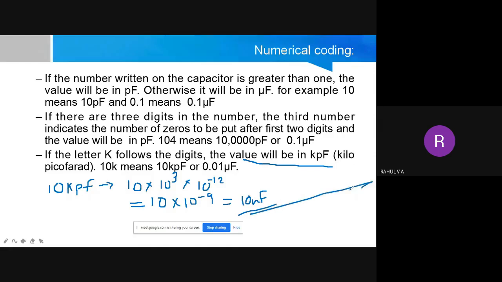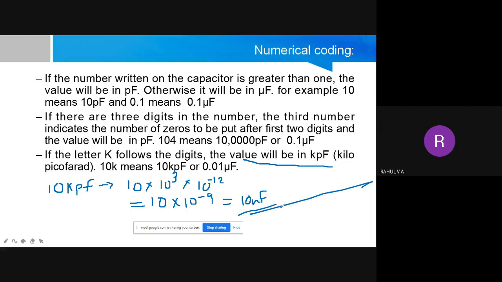So again I will read the first two rules. The first rule was: if the number written on the capacitor is greater than 1, the value will be in picofarad. Else the value is in microfarad. So we have seen one example. And the second rule is: if there are 3 digits in the number, the third digit represents the number of zeros to be put after the first 2 digits, and the value will be in picofarad.